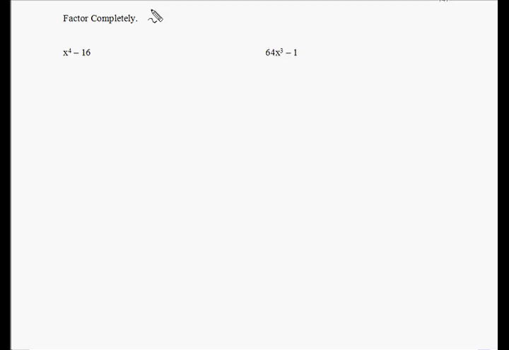Factor completely. This first example, x to the fourth minus 16, appears to be the difference of perfect squares. We always try and factor perfect squares before we try and factor perfect cubes. The way that we break down x to the fourth is an x squared times an x squared. So we can put an x squared in the front of both parentheses.